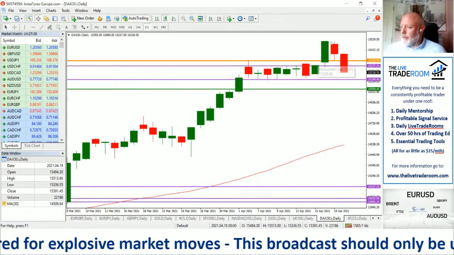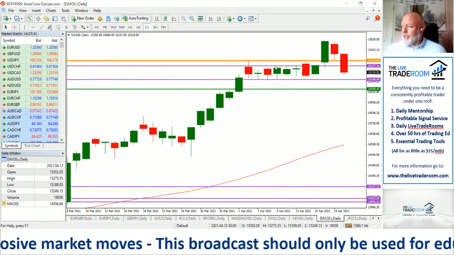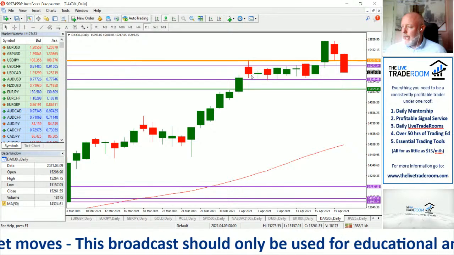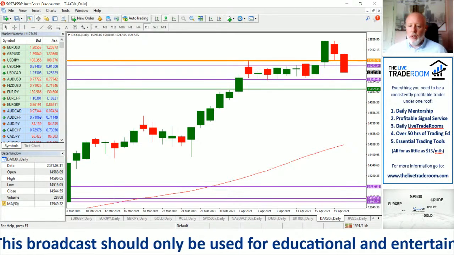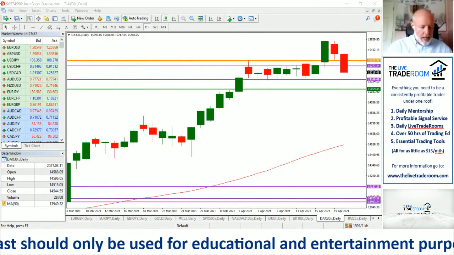We had this explosive move to the upside in the DAX after 8 days of sideways moving price action. So very little price movement here. Let me get my pen up.